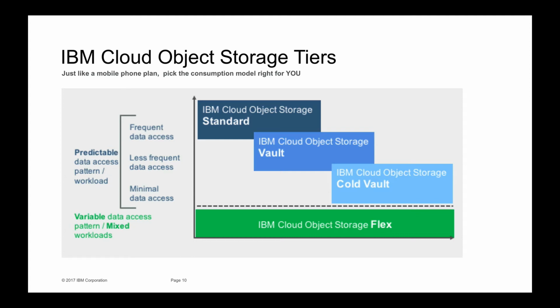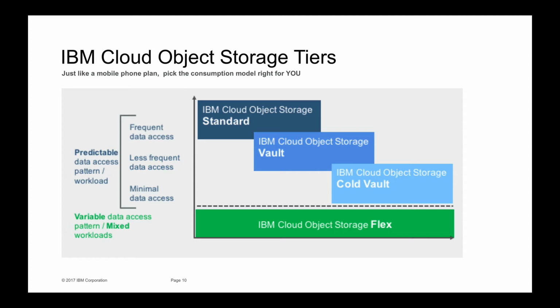Like any cloud provider, we have a number of tiers. We have IBM Cloud Object Storage Standard, Vault and Cold Vault, which are fairly synonymous with and equivalent to what the other cloud providers have out there. We also have a unique tier that's called IBM Flex. Now what Flex gives you is costs that are somewhere in between Vault and Cold Vault by default, but it gives you a charge cap, which is only a little bit more than the standard offering.